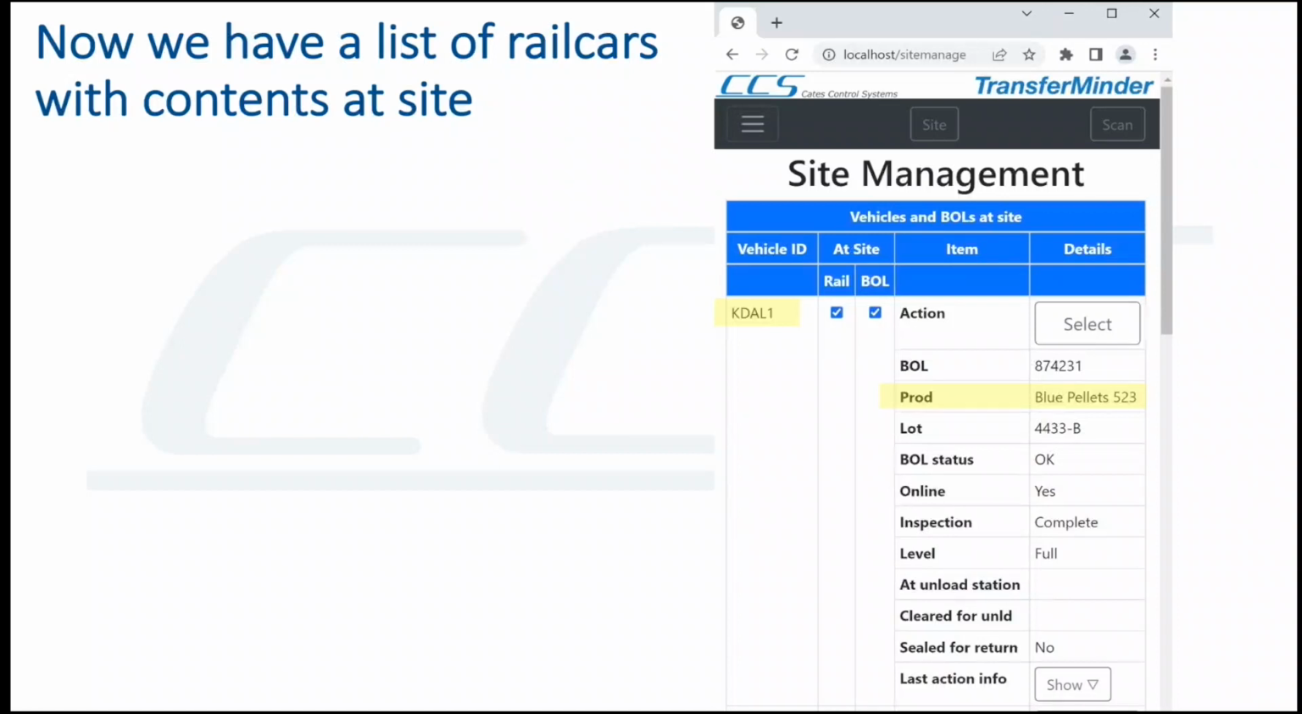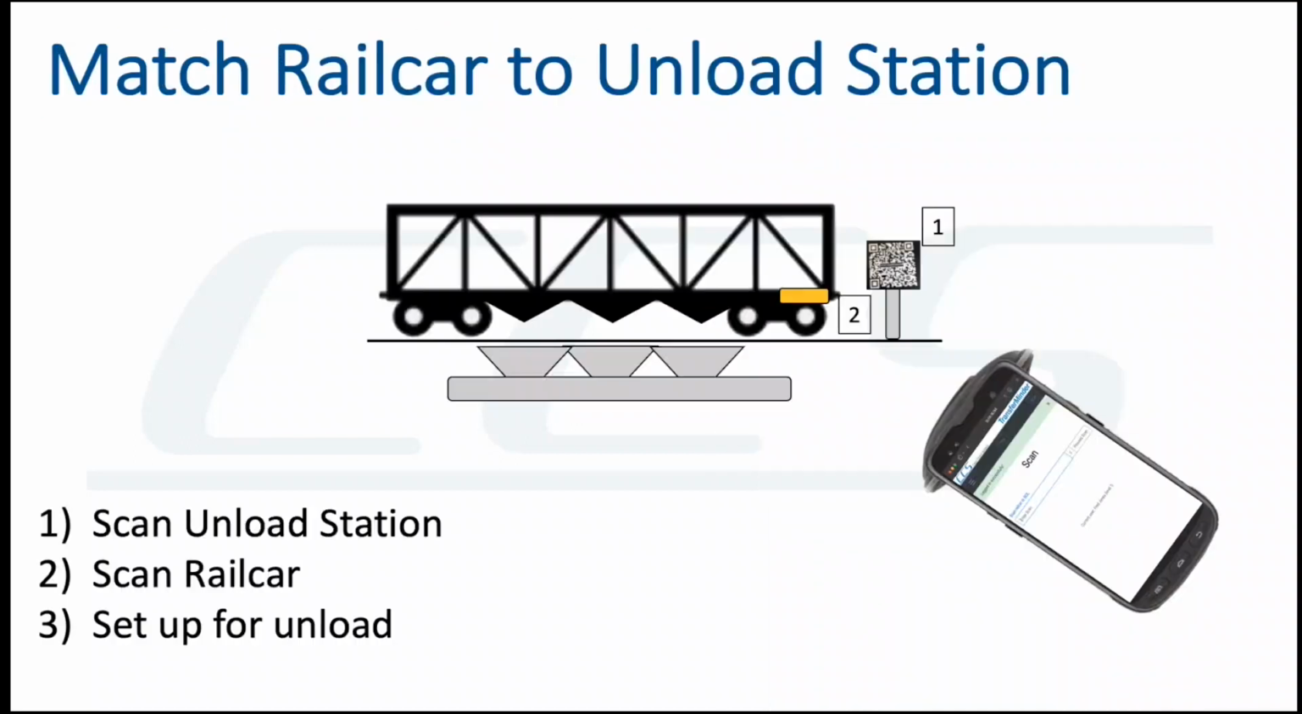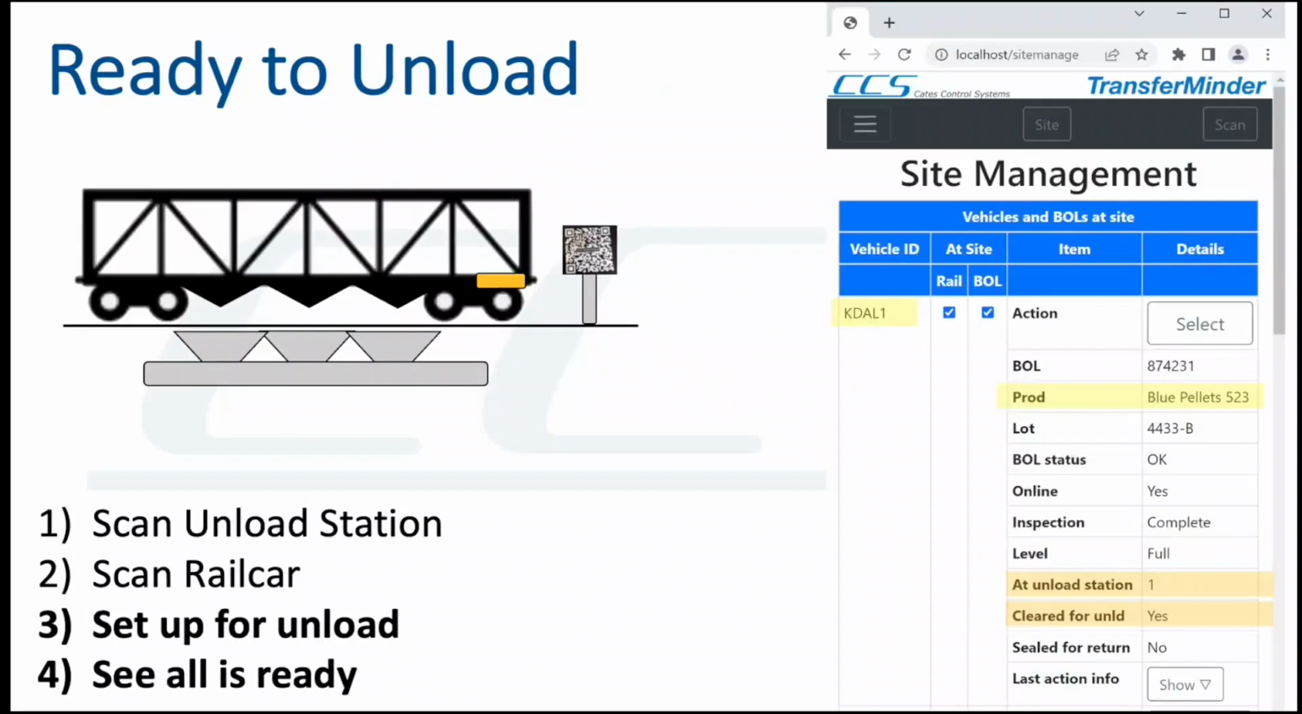Well, back to our original question, how do we make sure that we're unloading the right rail car? Since we already have a scanner, now we can scan a barcode. Remember that aluminum label I just mentioned? It's really tough. That can be attached to the unload station. We can scan the unload station, we can scan the rail car, and then the software can figure out, yep, that is the right rail car. That is the one with the proper product. Then we can see that it's got the blue pellets. It's at unload station number 1. It's cleared for unload. Everything is good.